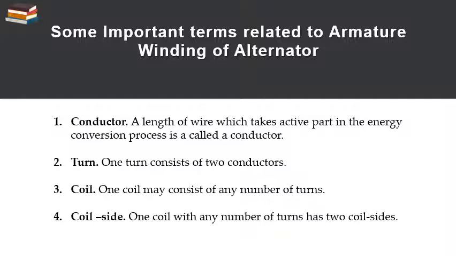Number two, turns. One turn consists of two conductors. Number three, coil. One coil may consist of any number of turns. तो एक coil के अंदर एक से ज्यादा number of turns हो सकते हैं. Number four is coil side. One coil with any number of turns has two coil sides. The first one is the starting side, and the other is called the ending side.